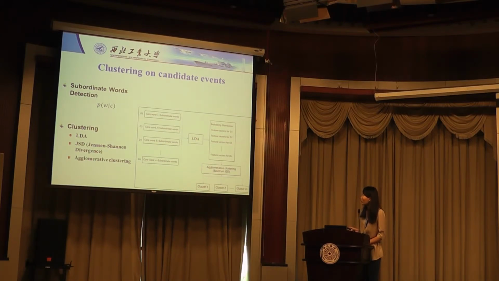And then we use the LDA framework to map each candidate event into a feature vector, which is represented by a set of probabilities over the entire bag of words sourced from candidate events. And finally, with the GSD as a distance measurement, we adopt agglomerative clustering to find meaningful clusters.